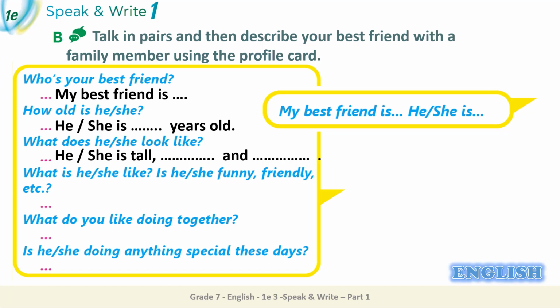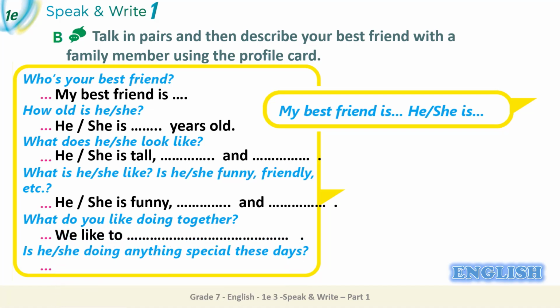The next question, what is he or she like? Is he or she funny, friendly, etc.? What should the answer look like? That's correct. The answer should be, he is funny, friendly, etc. The next question, what do you like doing together? The correct answer should be, we like to do, we like to go, we like to play, and you choose the activity.